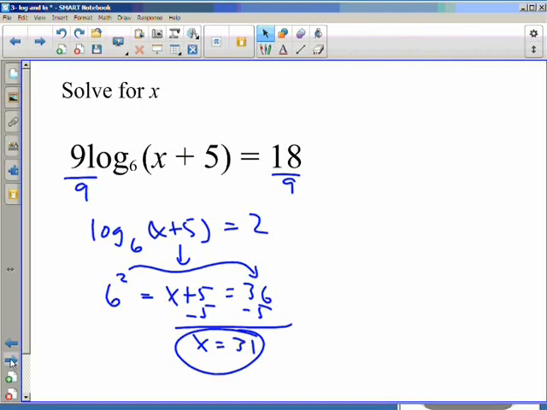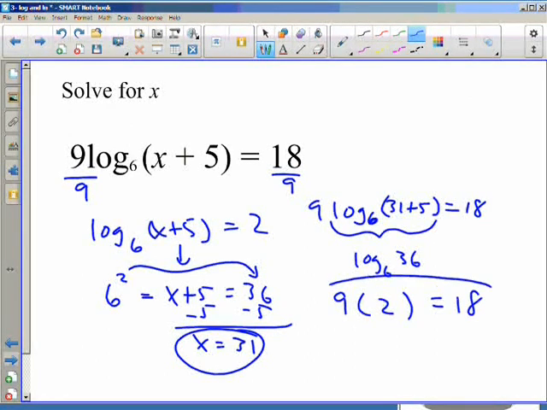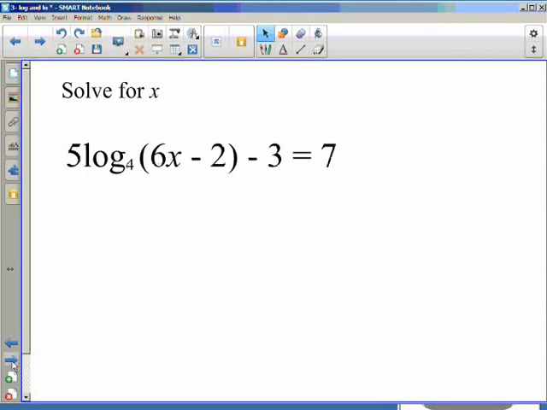If you plug it back in, you find out that the 9 times log base 6 of, in this case, 31 plus 5 equals 18. And sure enough, this equals the log base 6 of 36, meaning 6 to what power is 36? And that's a 2, and that equals 18. Again, it was a positive number, so we're good. Go ahead and try this one. See how far you get, and then hit play.